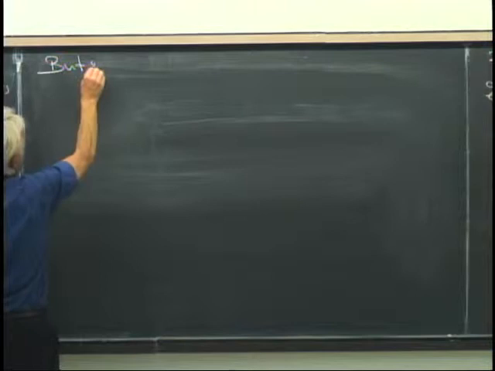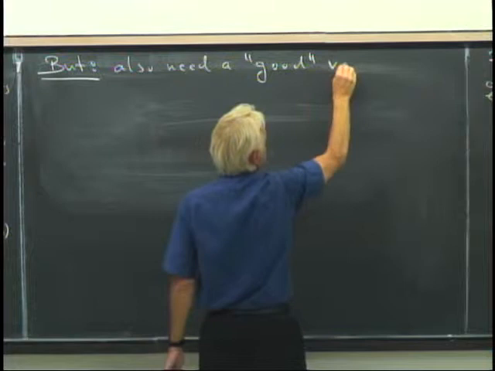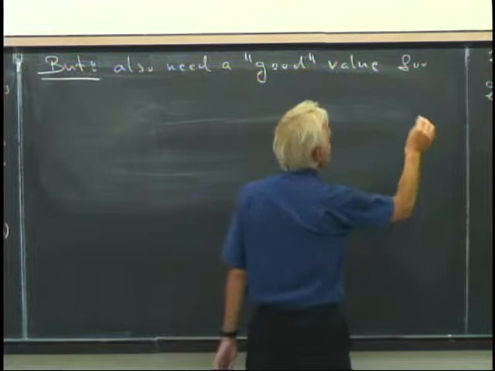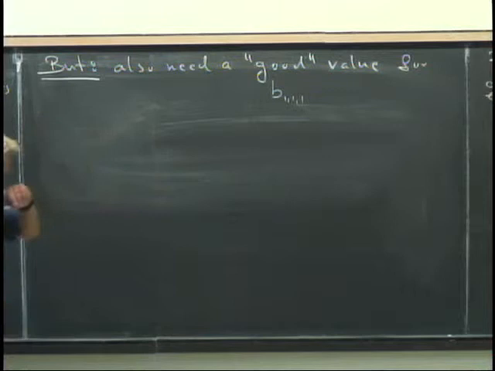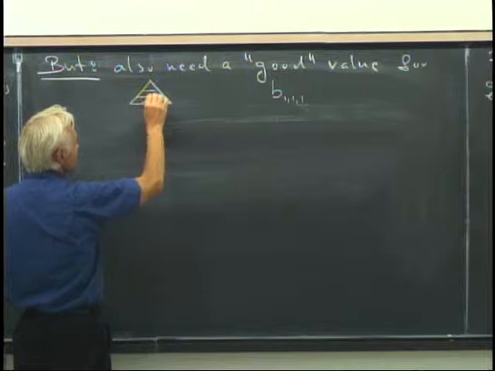We also need a good value for this point in the middle, which is B111. B111 is a control point in the middle. This one.